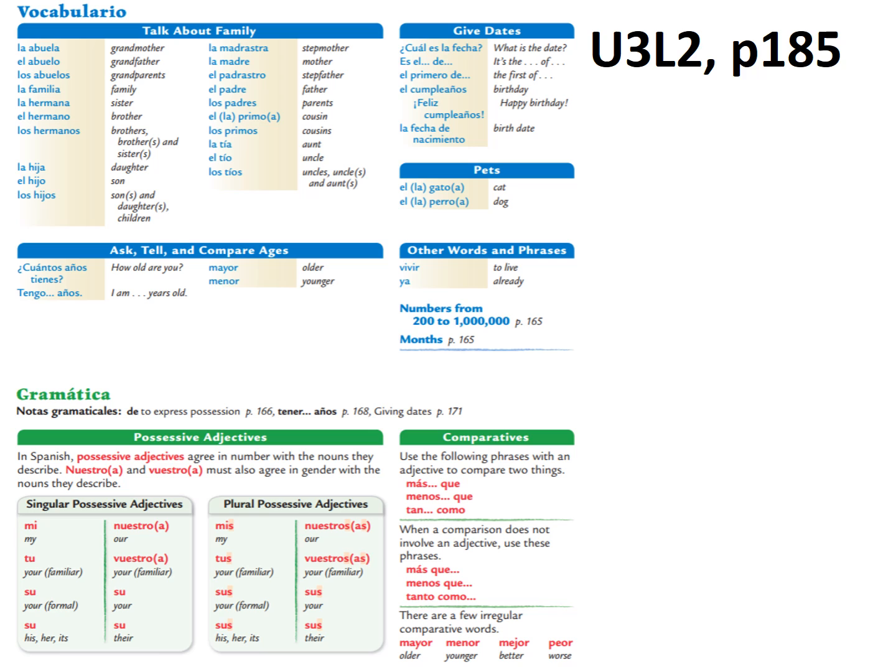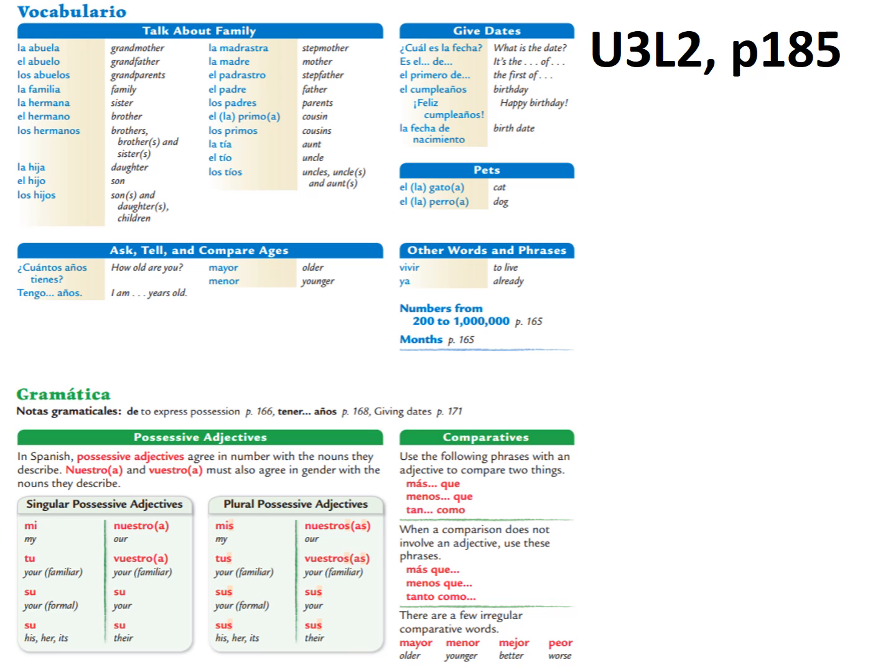Los hermanos can be brothers, brother and sister, or brothers and sisters. La hija is daughter. El hijo, son. Los hijos can be son and daughter, sons and daughters, or children.